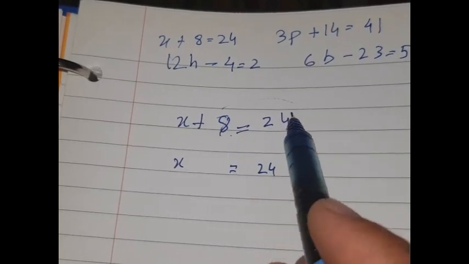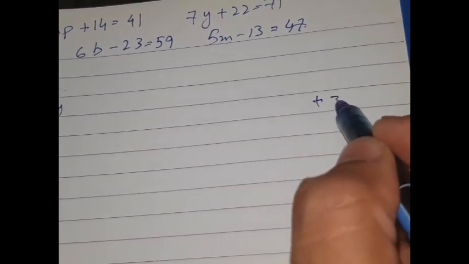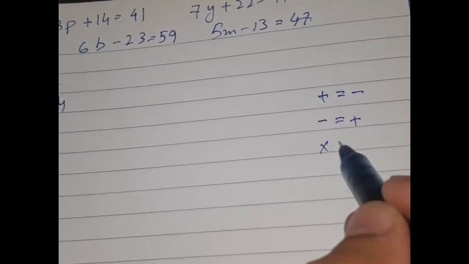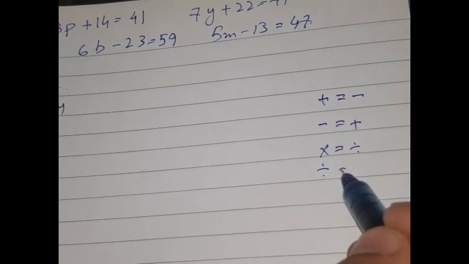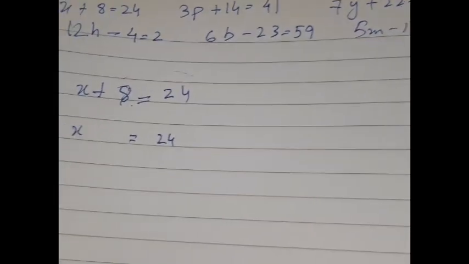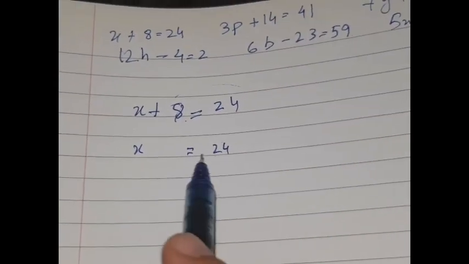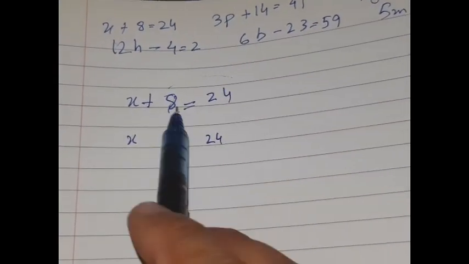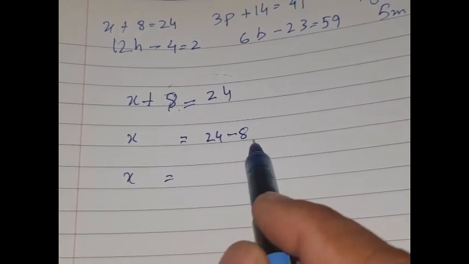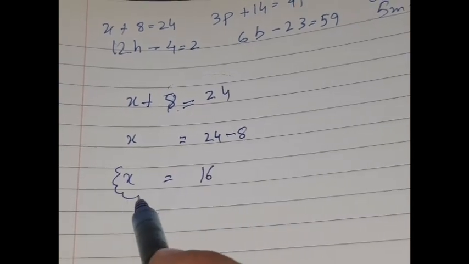If I'm moving 8 to the other side, we must remember the rules that we have discussed in previous videos as well. Plus will turn into negative and negative will turn into positive. Multiplication will turn into division and division will turn into multiplication. There is another method which is called the balancing equation method. I will show you that method as well, but first I will show you this here. So I move the constant to the other side. This is 8 now. Now x is equal to 24 minus 8, which is what? x is equal to 16 is my answer in this question.